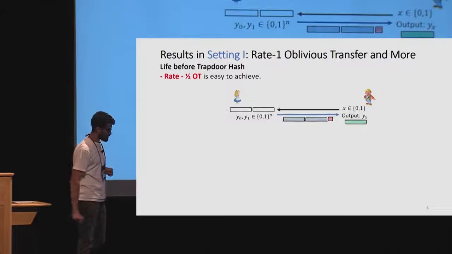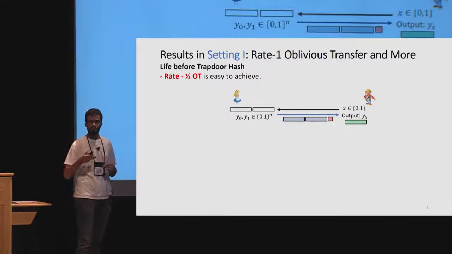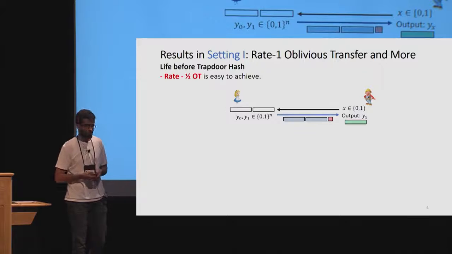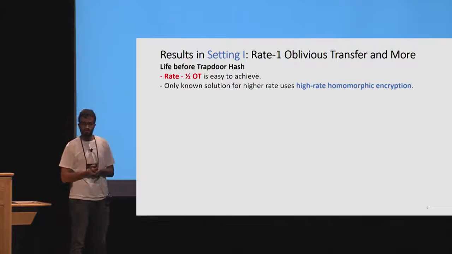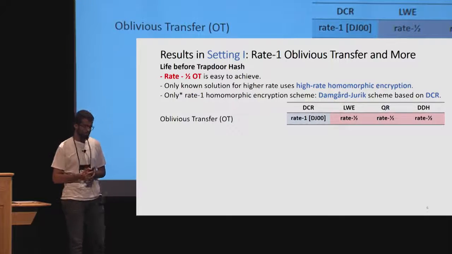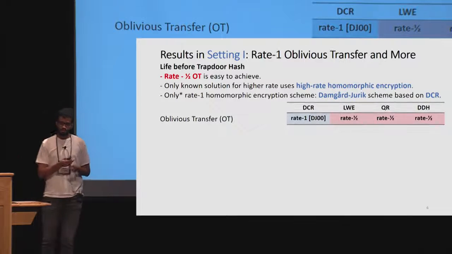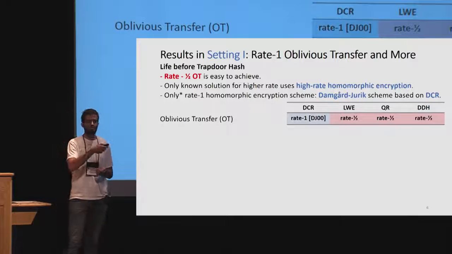So let's see what we could do before trapdoor hash. We could get a rate half oblivious transfer using generic assumptions. So these are protocols where the sender had to send at least 2n bits. And the only way to get a higher rate was to use high rate homomorphic encryption schemes. And the only such encryption scheme that was known is the Damgard-Jurik scheme, with security based on the DCR assumption. So from all standard assumptions other than the DCR assumption, the best we could do is rate half oblivious transfer.